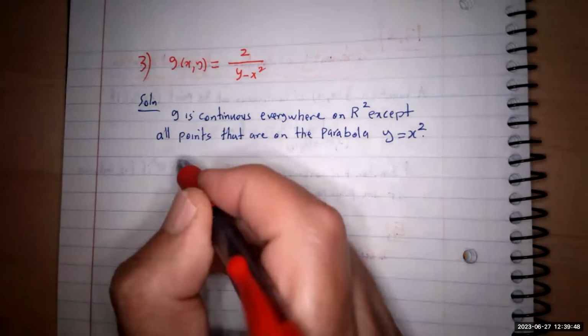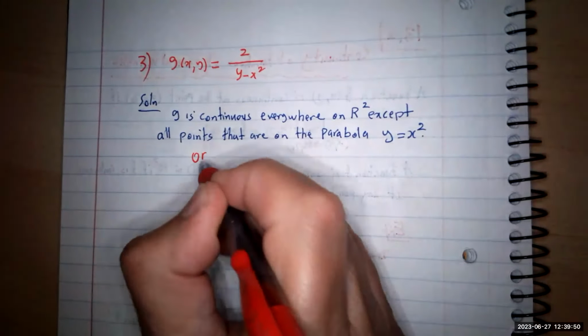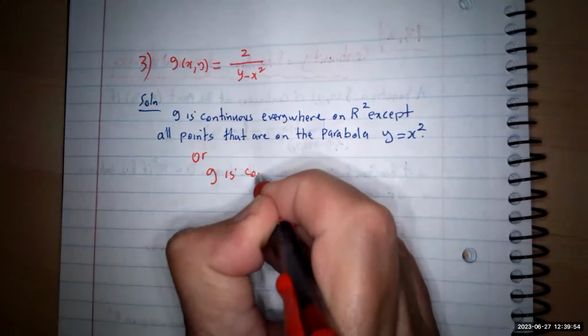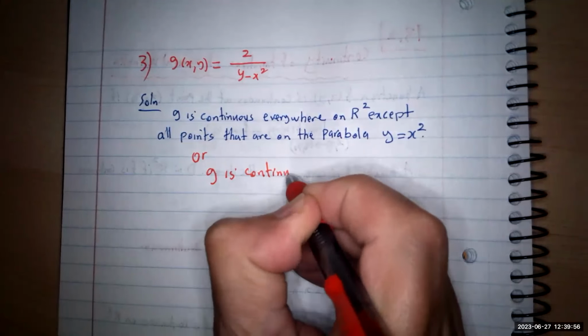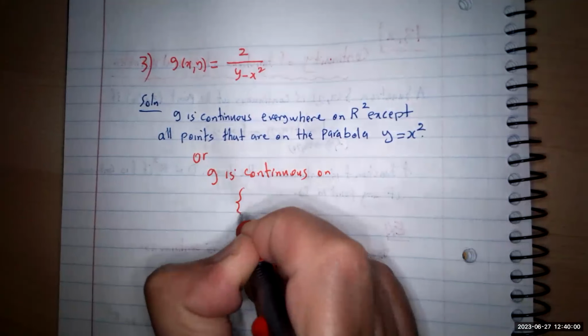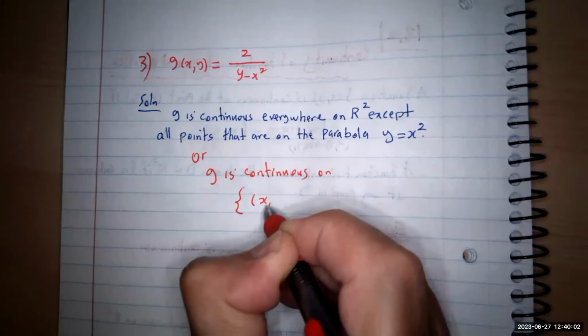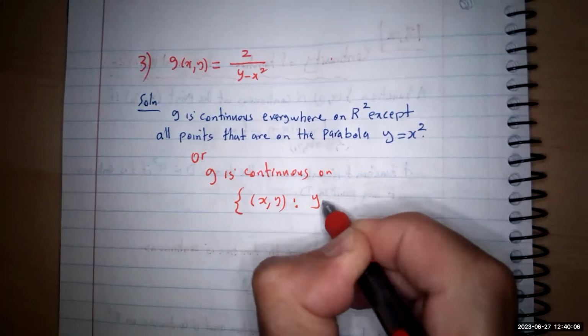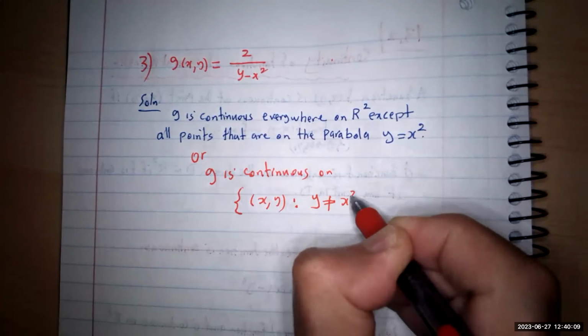So that's one way to write it down, or if you like, in set notation, you can say that G is continuous on the collection of all points x and y that satisfy this condition, y not equal to x squared. That's in short.